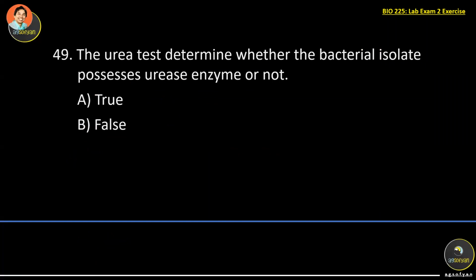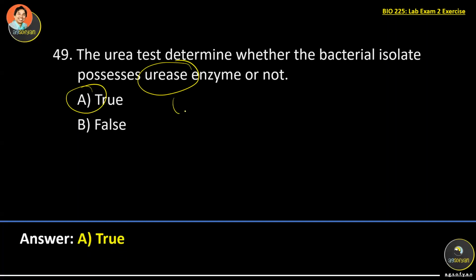The urea test. So this is the next test. Okay, it's called the urea test. The urea test determines whether the bacterial isolate possesses urease enzyme or not. Okay, so this is testing whether the bacteria have this enzyme or not. Is that correct? Yes, it is true.